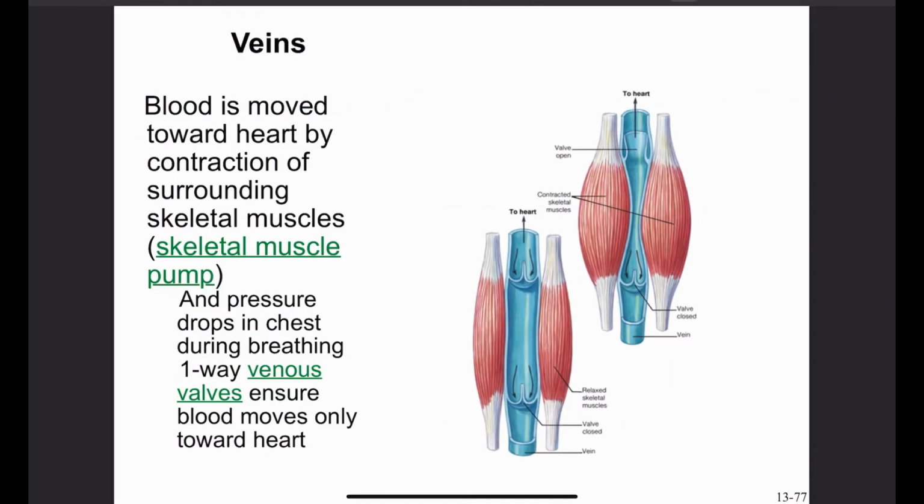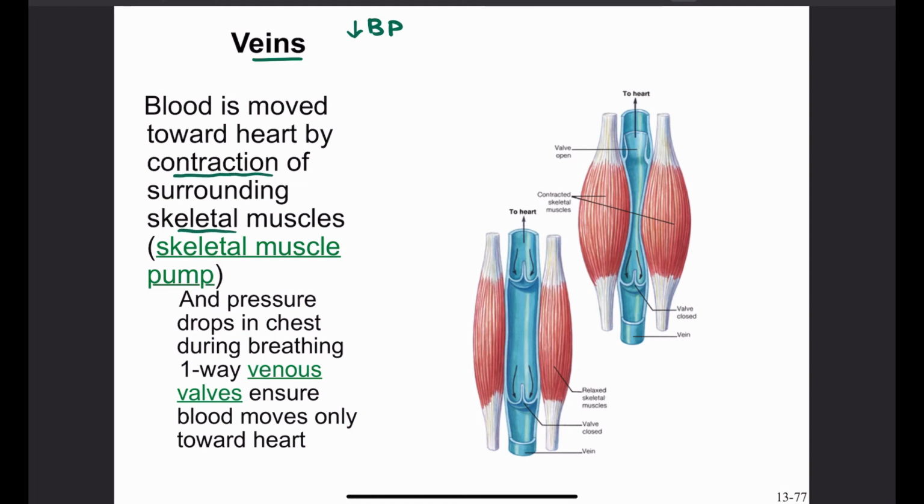Veins are very different from arteries, and it's actually in our venous system that the majority of our blood is at any given time. And that's because blood pressure is really low here. Blood pressure is low in our veins. It actually does not have a high enough blood pressure to be able to push to the heart on its own. And so what it uses is the action of the contraction of skeletal muscle.